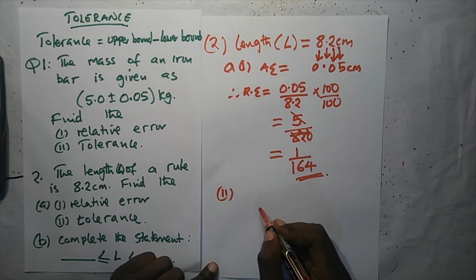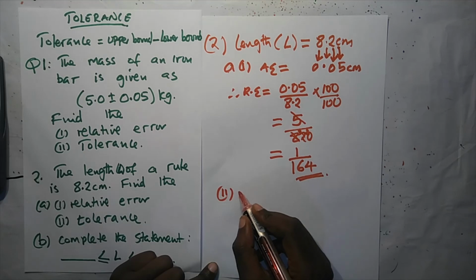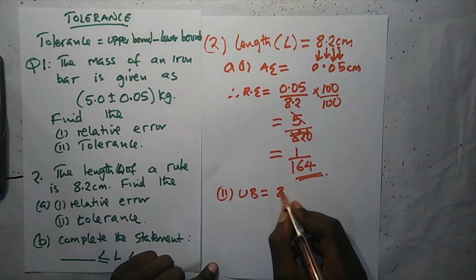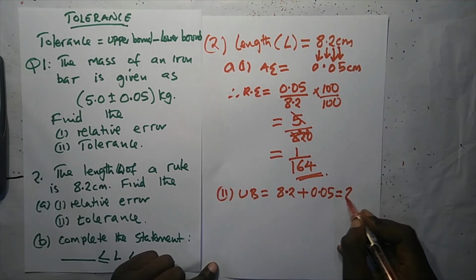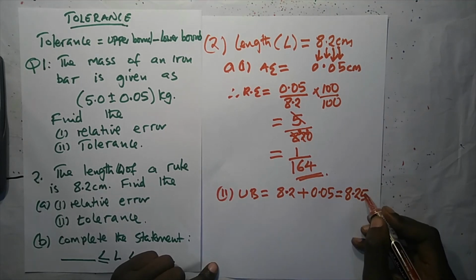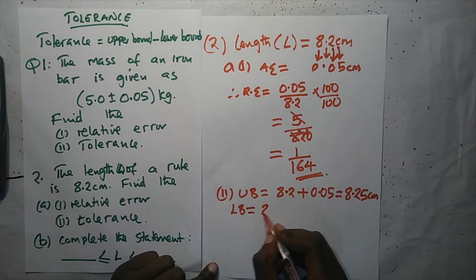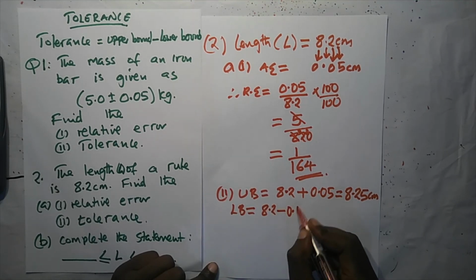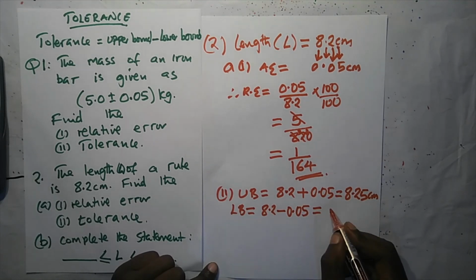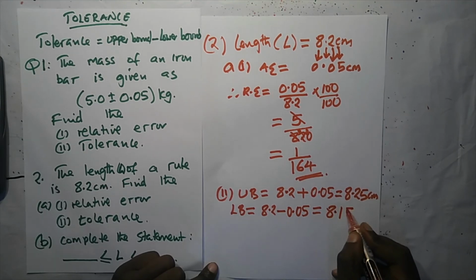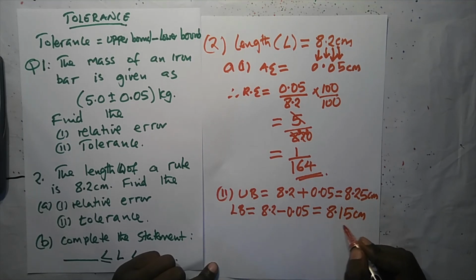Number 2. Since our absolute error is 0.05 and our true value is 8.2, the first thing is to find the upper bound, where you add 8.2 plus 0.05, and this will give us 8.25 centimeters. And then you can find the lower bound, which is 8.2 minus 0.05. And then when you subtract these two, you are going to get 8.15 centimeters. So this is what you get.